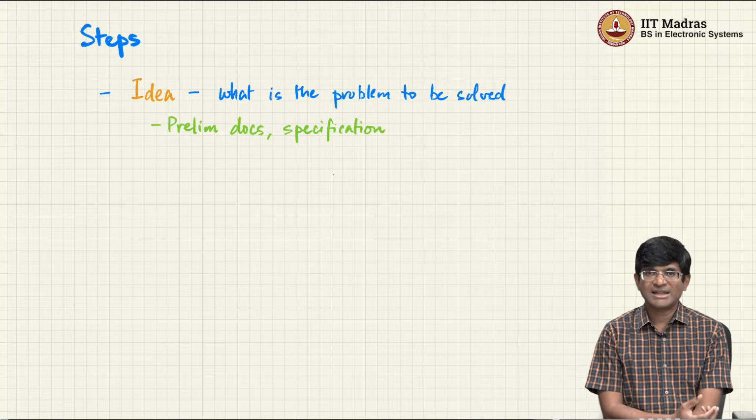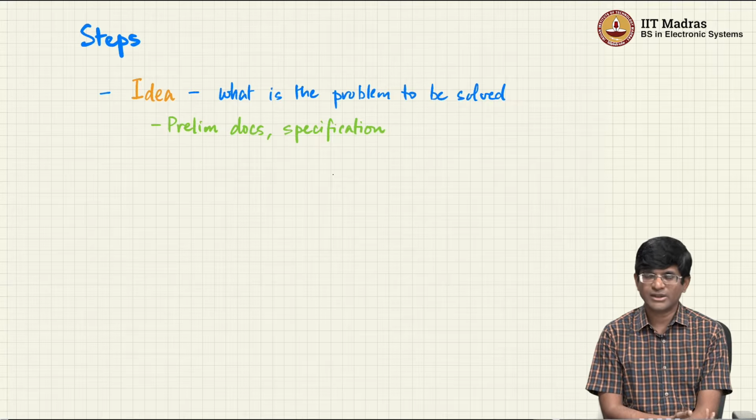What that means is that that idea needs to be specified in some way, right? What is it that you are trying to solve? What are the parameters of the problem that you are looking at, right? This is usually called a specification. Most of the time it's an informal kind of specification. It starts out as an informal specification, right?